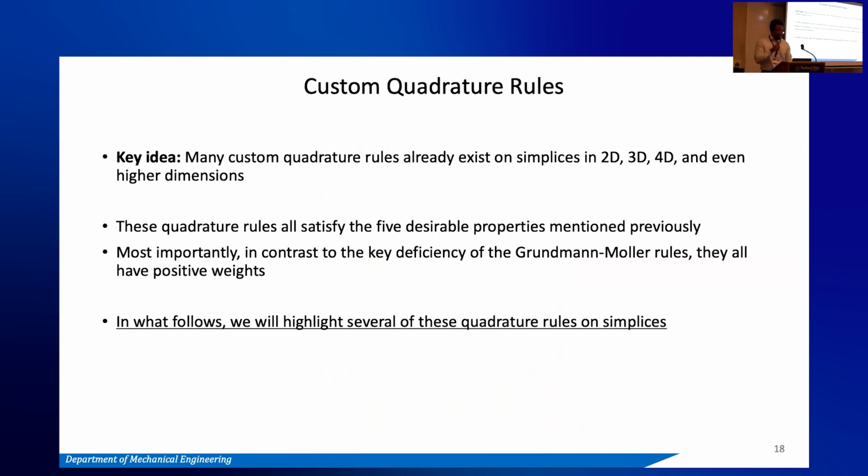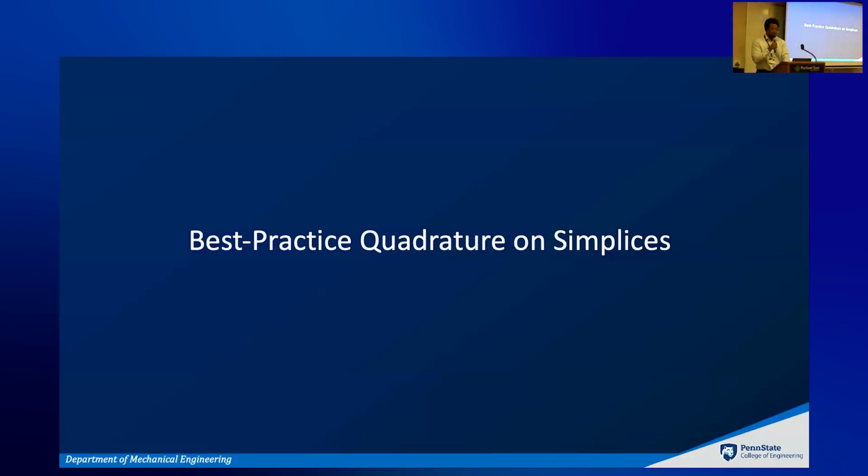Okay. All right, so now I need to sell you on some custom quadrature rules. So many custom quadrature rules for simplices already exist in 2D, 3D, and 4D, even in higher dimensions than that. And most importantly, the most important thing about these rules is that they have positive weights. So they overcome the deficiency of the Grundman-Moeller rule, and they also exactly integrate a polynomial of a particular degree, and they're symmetric, and they have all the points inside of the domain, et cetera, et cetera. So they satisfy all of our requirements. All right. So best practice quadrature rules in simplices, in my opinion.